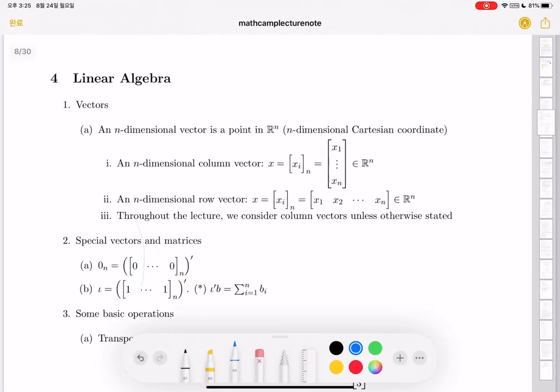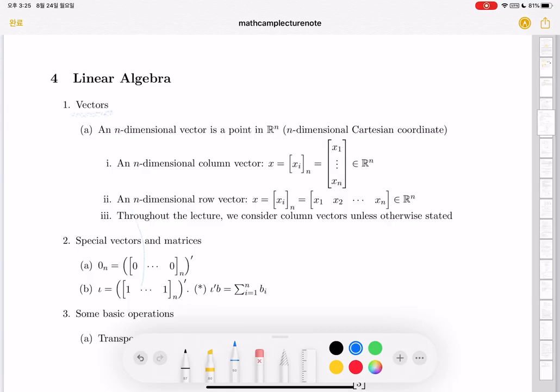Okay, the next topic is linear algebra. I assume that you guys have at least a basic understanding of some basic things of linear algebra, such as vectors and matrices and operations such as transpose and so on. So let's go fast on those things.